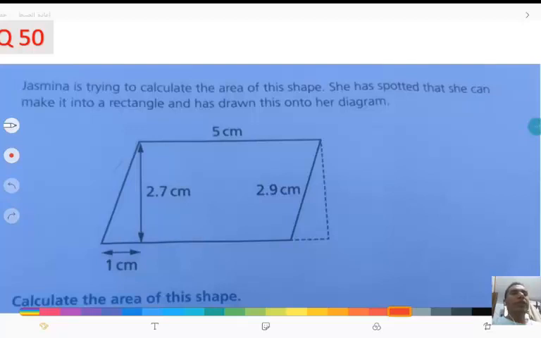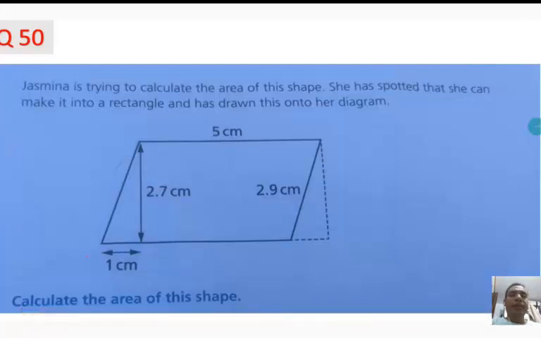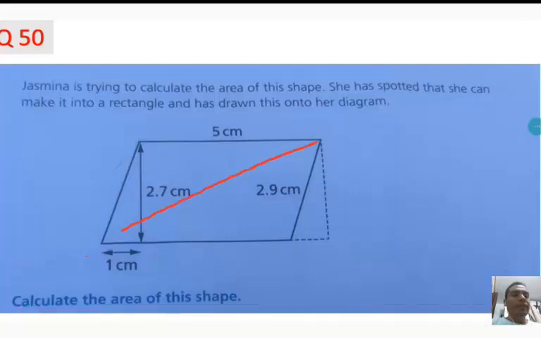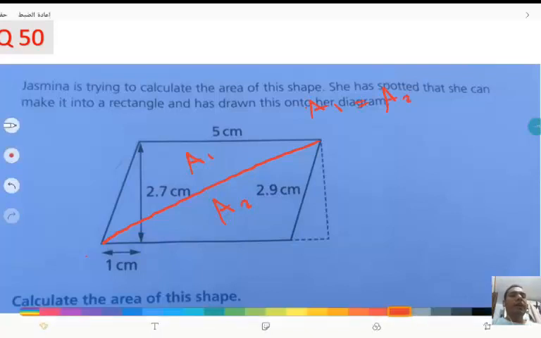Jasmina is trying to calculate the area of this shape. She has spotted that she can make it into a rectangle and has drawn this onto her diagram. Calculate the area of this shape. Alright, to calculate the area of the new shape, which is a parallelogram, we should divide it into two triangles, A1 and A2. A1 equals A2. So the area of the parallelogram is 2 times whatever area you can calculate.